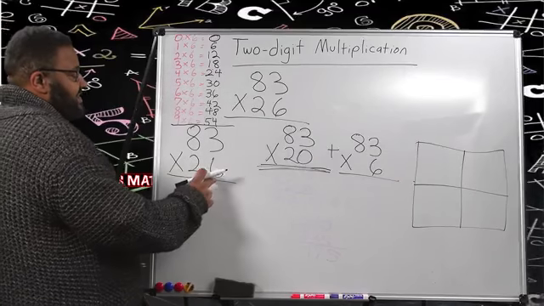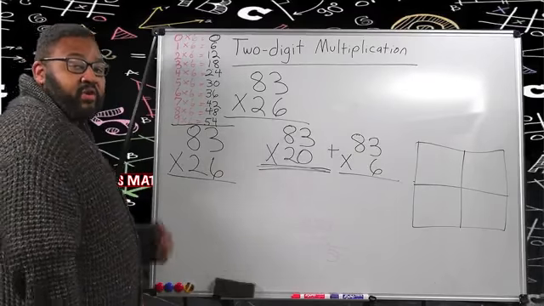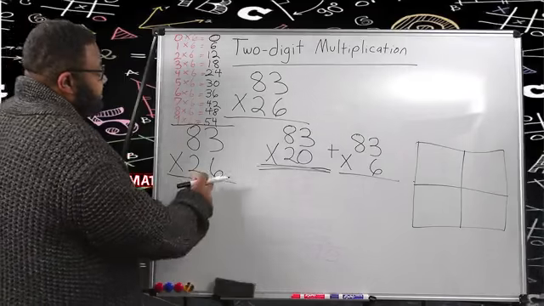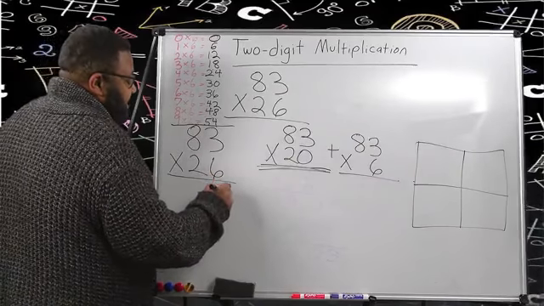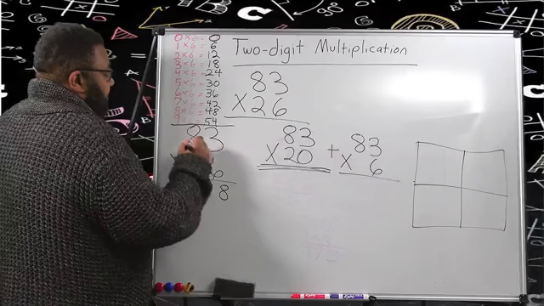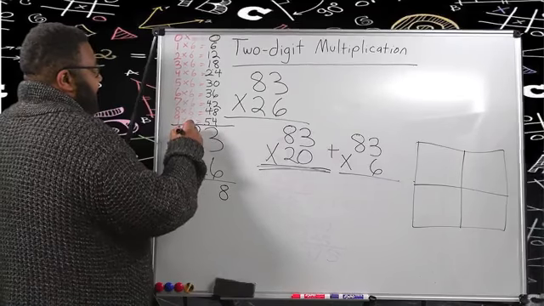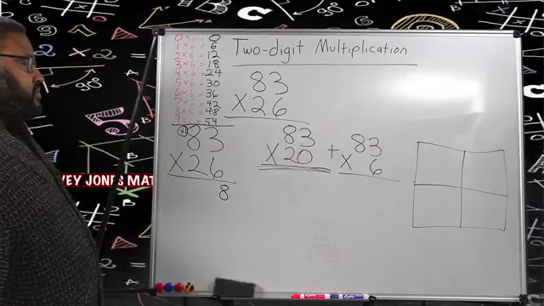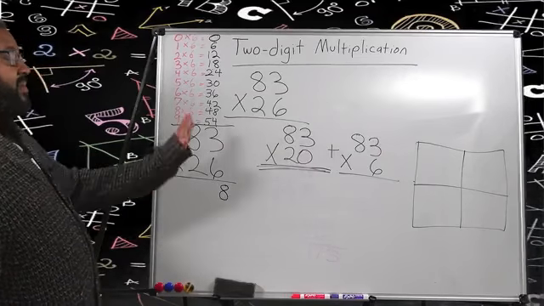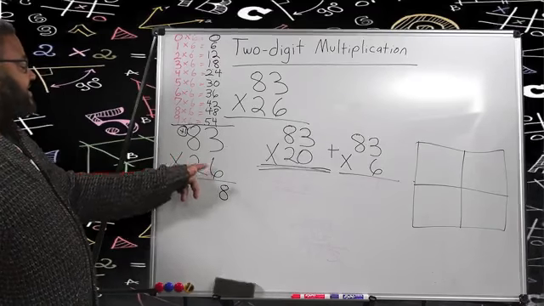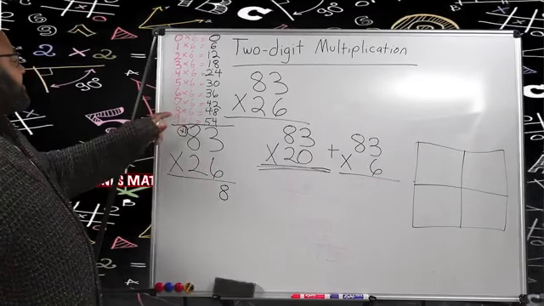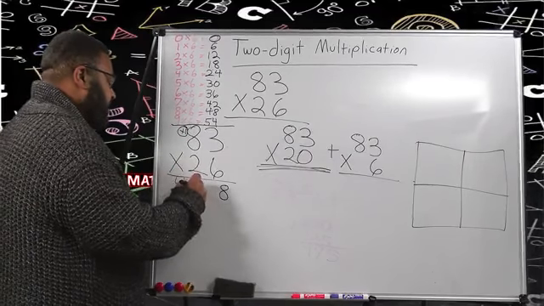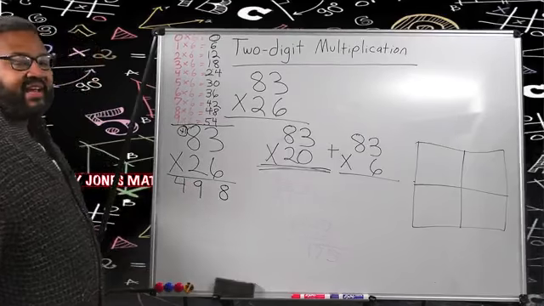And I'm going to go 6 times 3. You're going to go up and over, up and over. 6 times 3 is 18. Okay? And I'm going to carry my 1 up here, and I'm going to add it, and I'm going to circle it. Now I went up, and now I'm going to go over. 6 times 8 is 48. Plus 1 should be 49. So my first part is 498.